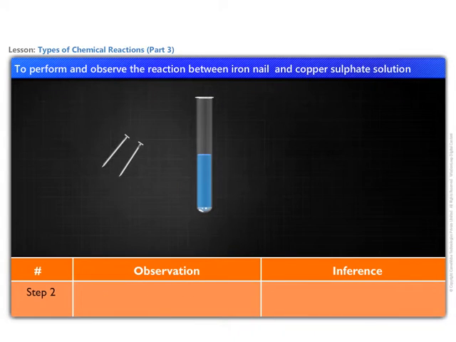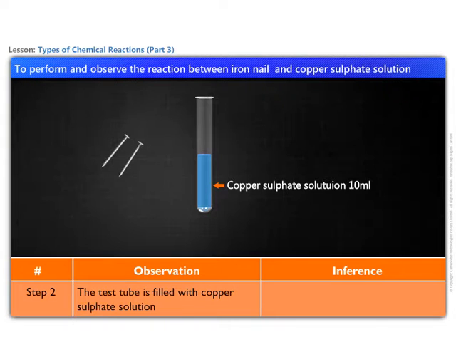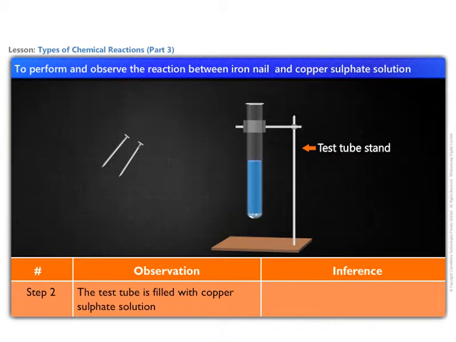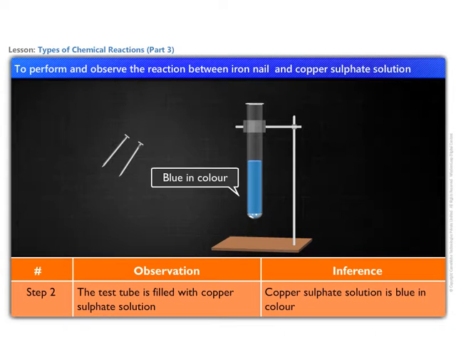Take 10 ml of solution of copper sulfate in a test tube. Clamp the test tube to the stand. What do you infer? Copper sulfate solution is blue in color.